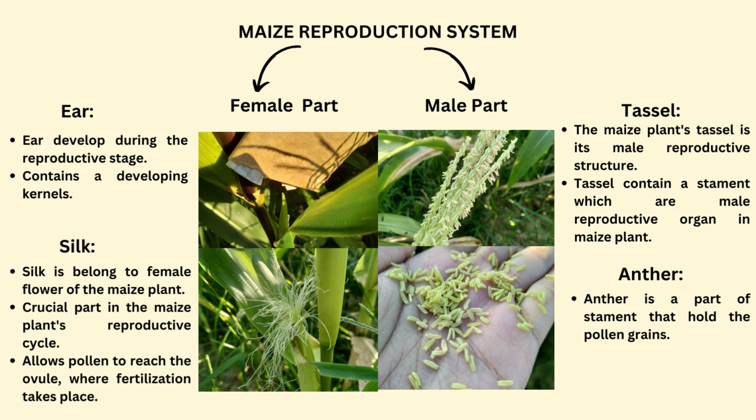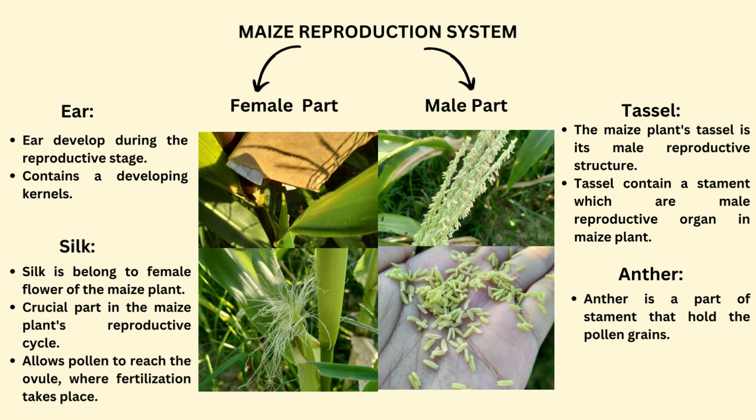Our maize reproductive system is divided into two, which are the female and male parts. Ear and silk are the reproductive system in the female part, while tassel and anther are the reproductive system in the male part. Firstly, the ear develops during the reproductive stage. It helps to develop silks from the surface of the ovary, and it also contains developing kernels.